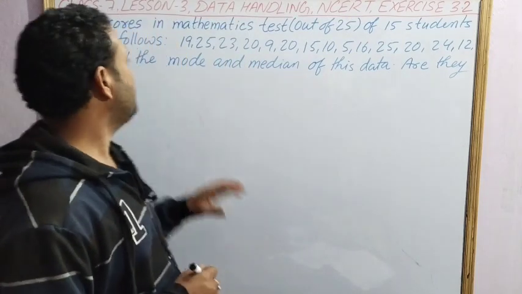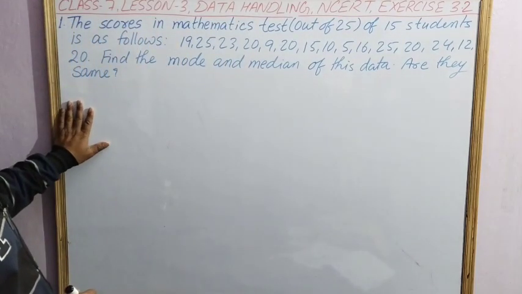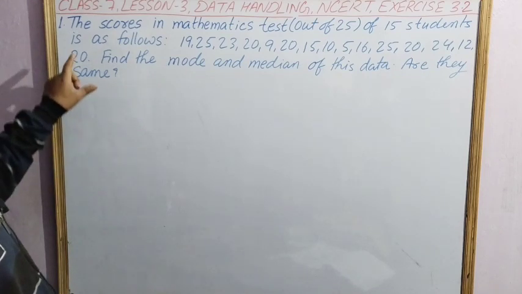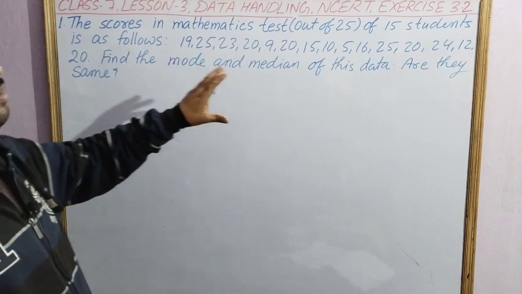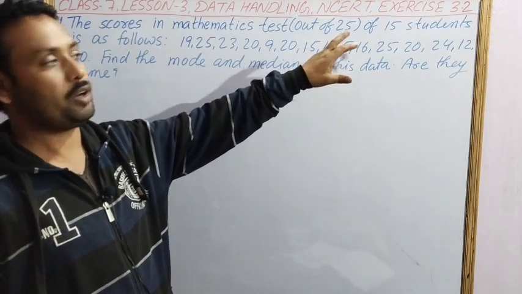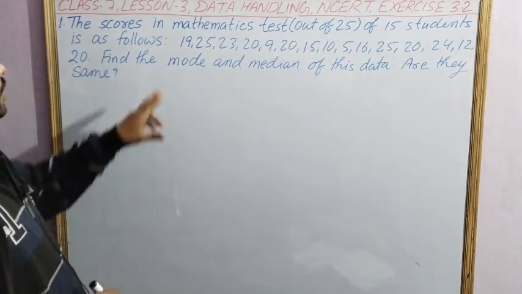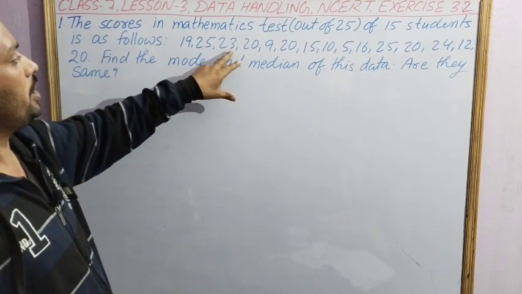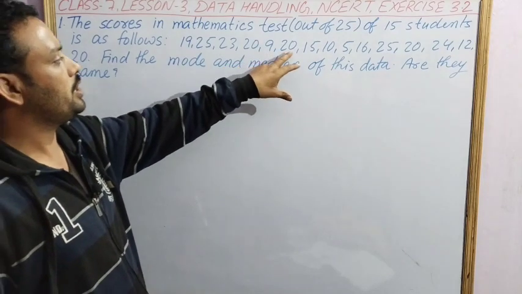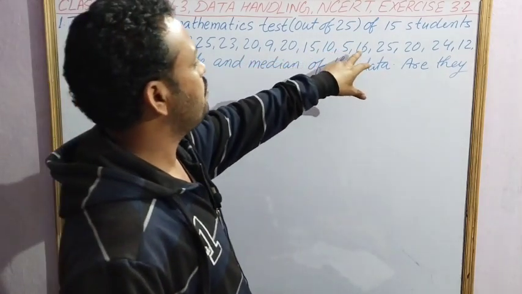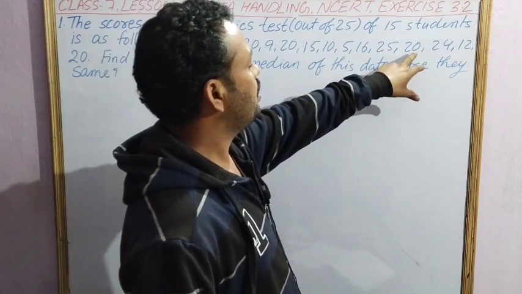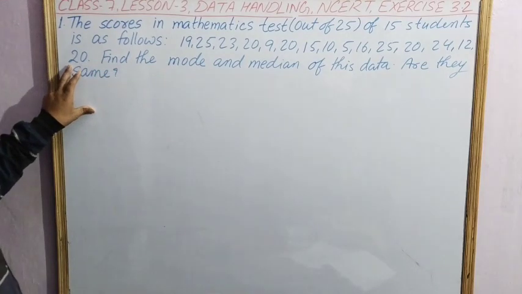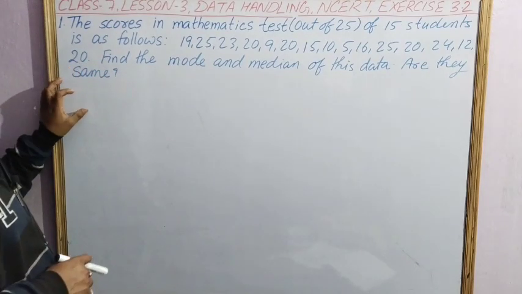Question 1 says the scores in a mathematics test out of 25 of 15 students are as follows. Total marks is 25 and the number of students is 15. What are the marks scored? 19, 25, 23, 20, 9, 20, 15, 10, 5, 16, 25, 20, 24, 12 and 20. These are the marks obtained by the 15 students.